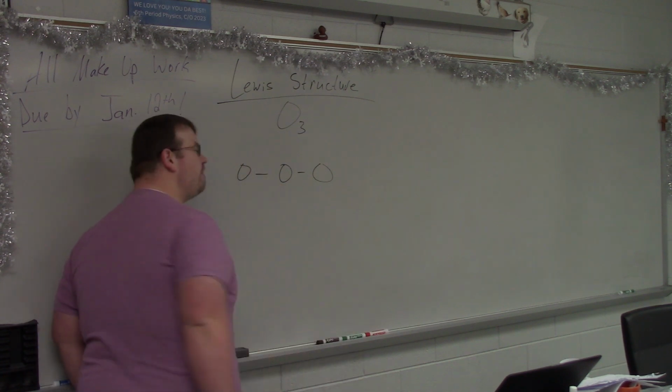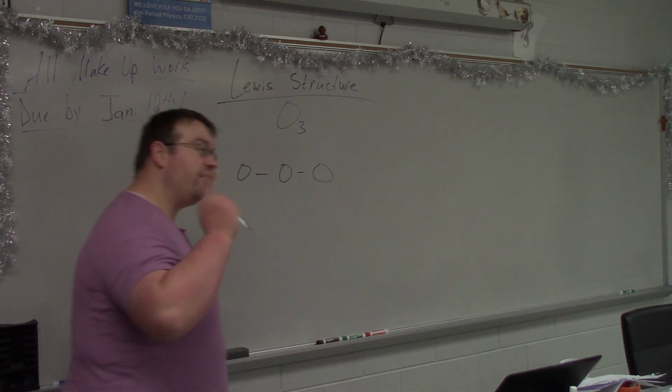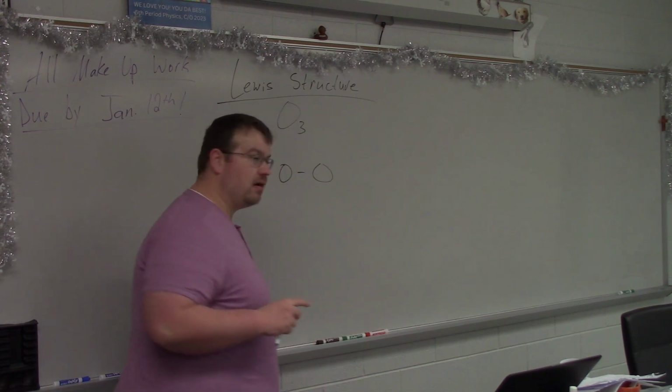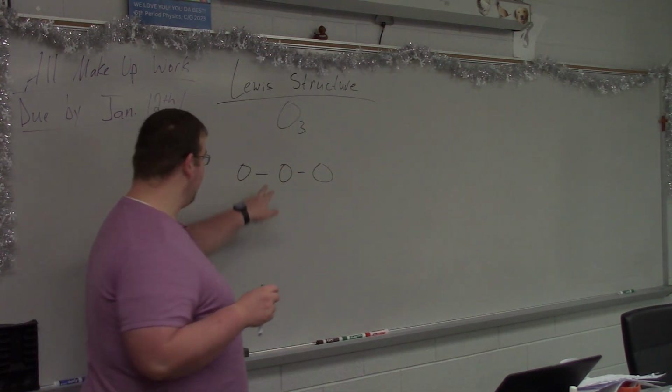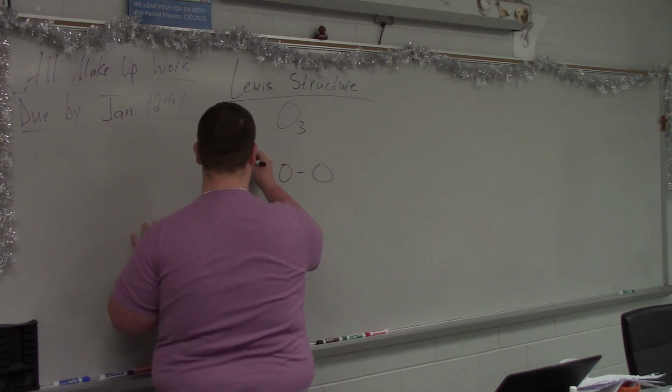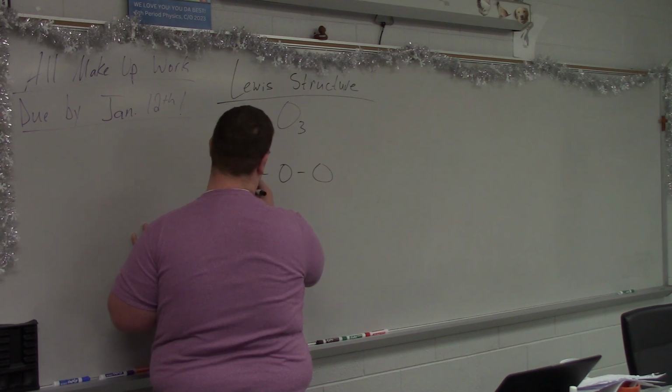What does the bonds count for? A 2. Counts for 2. This bond counts for that oxygen, that bond counts for that oxygen. Got it? So I have 2. I want 8, means I need 6. 1, 2, 3, 4, 5, 6.